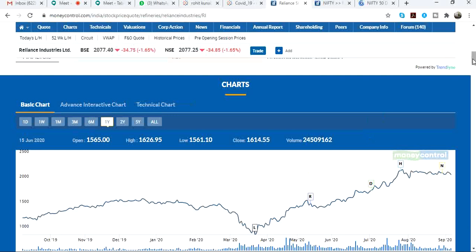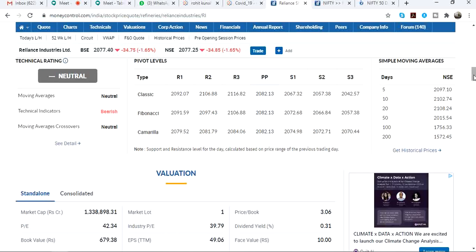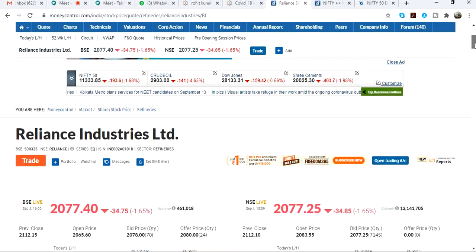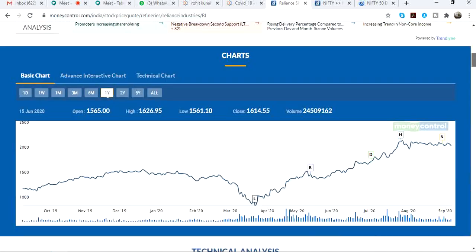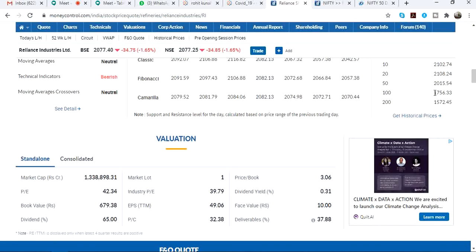Likewise, what we consider a serious concern in the stock market is when we see, say, the 200-day moving price at 1572 and the current price is what? The current price is 2000 rupees. So the current price is way above the long-term price. Even the 100-day moving price is 1700.